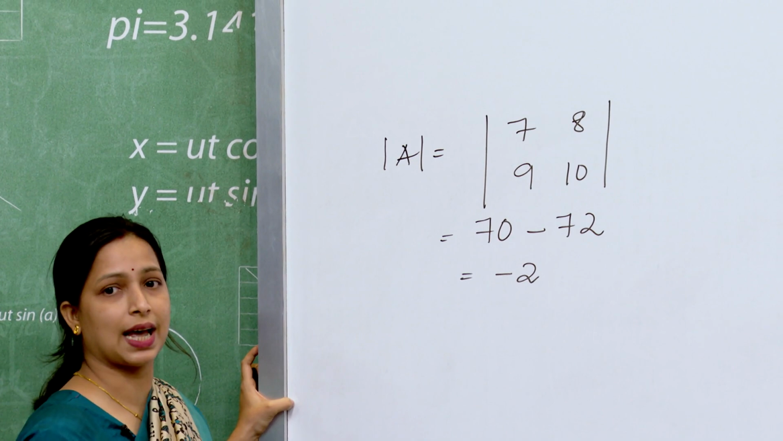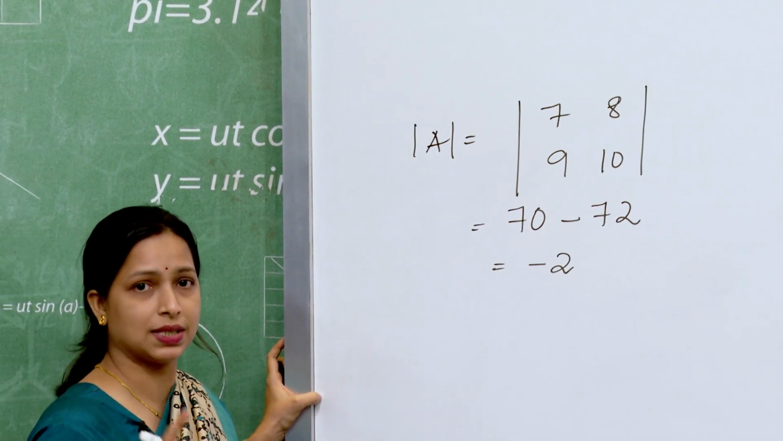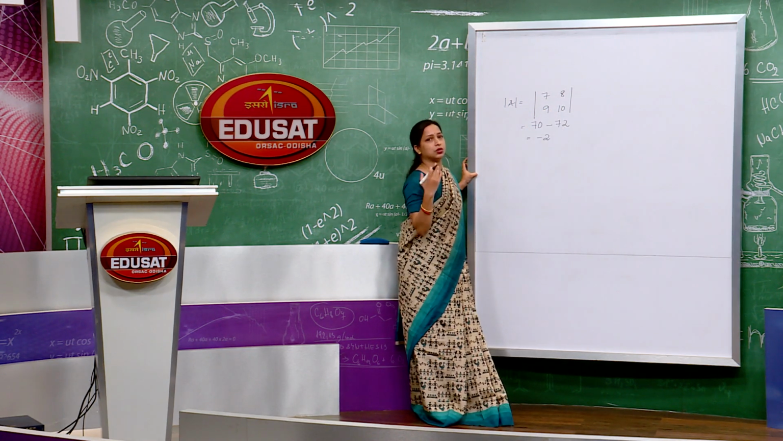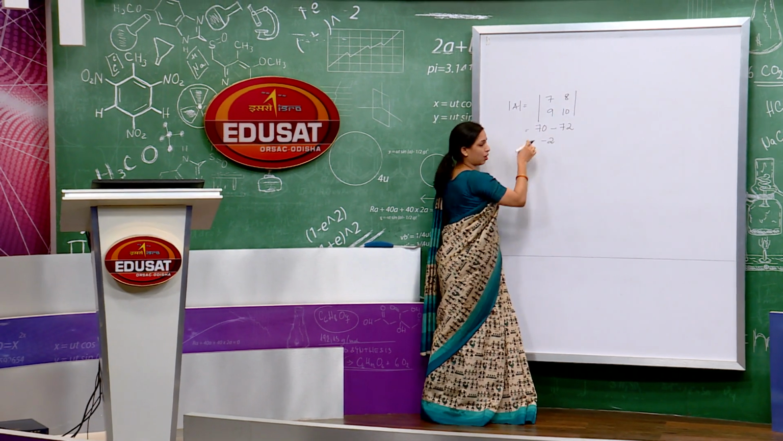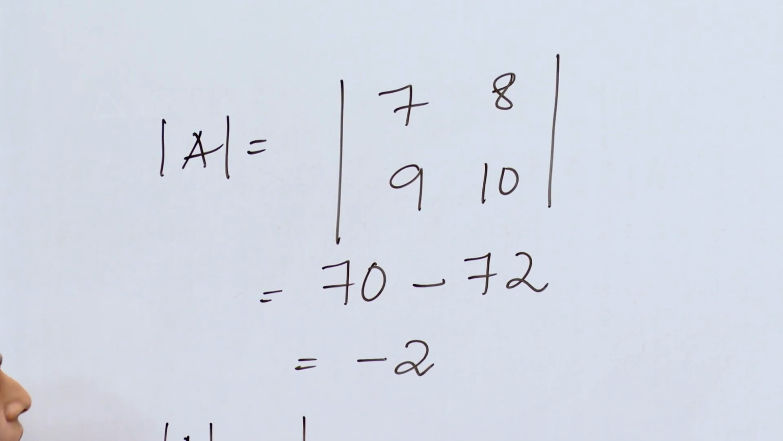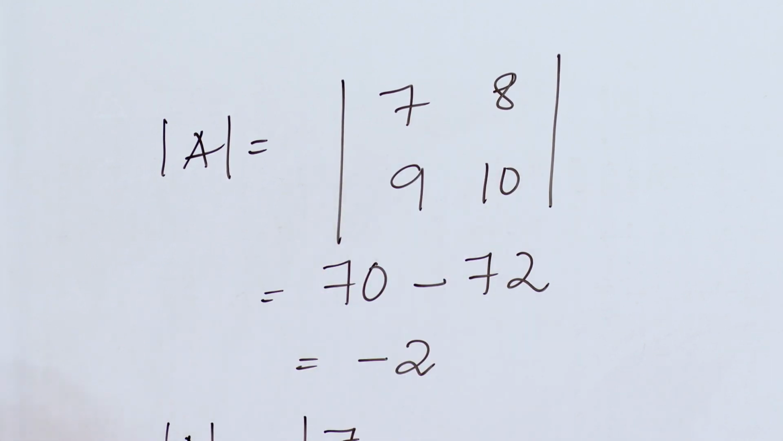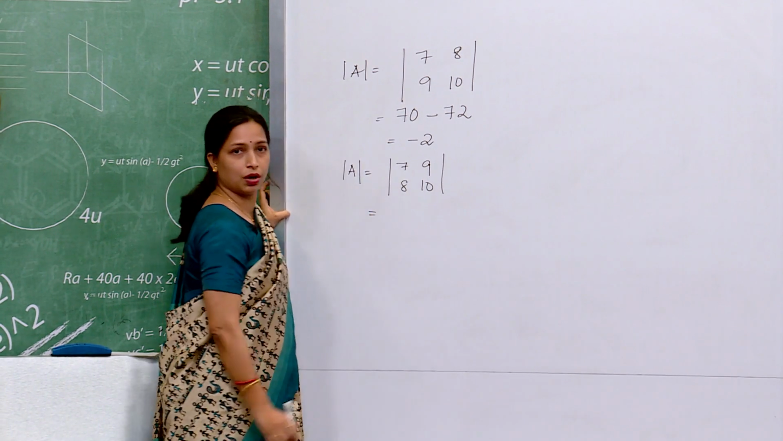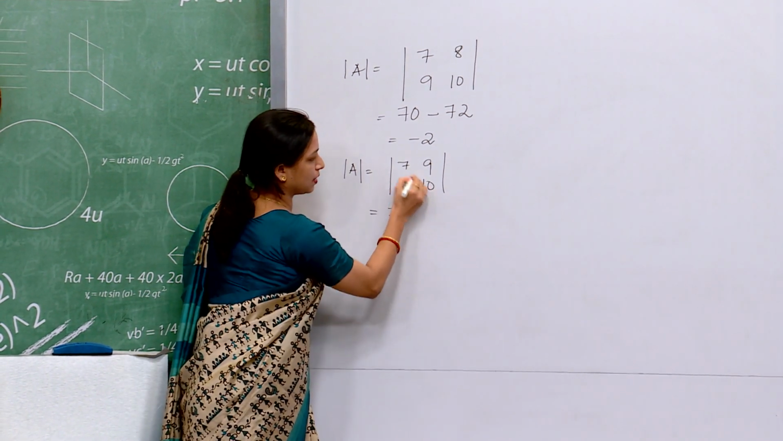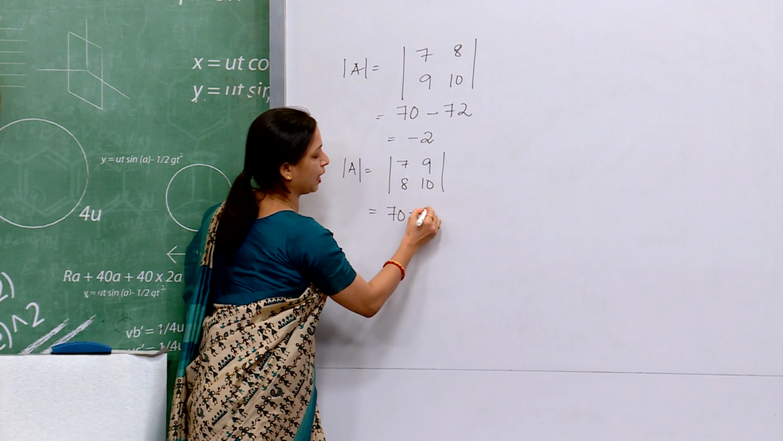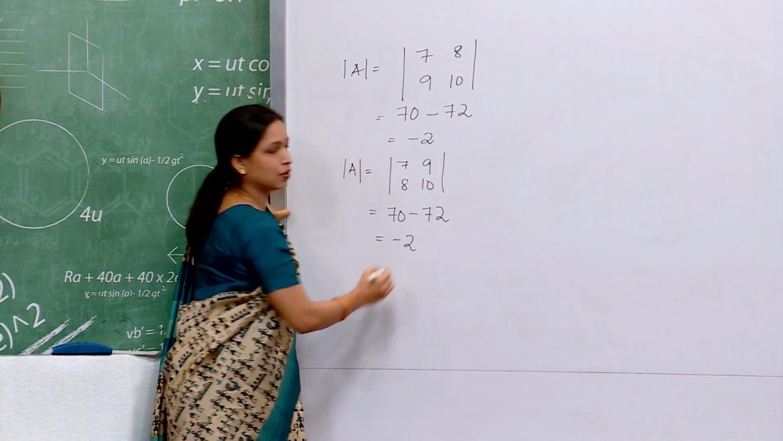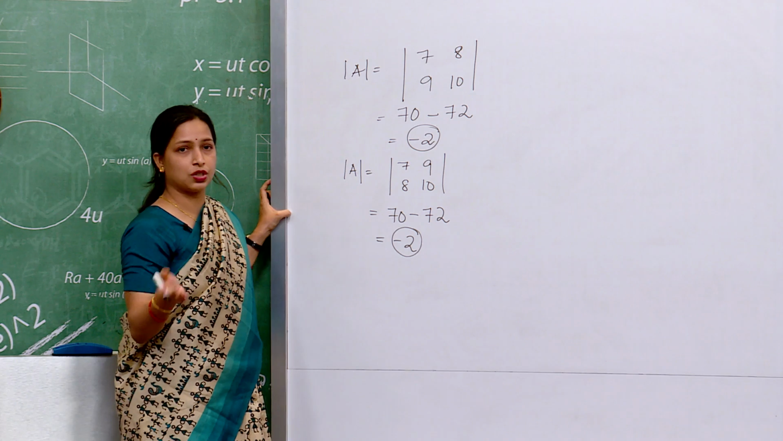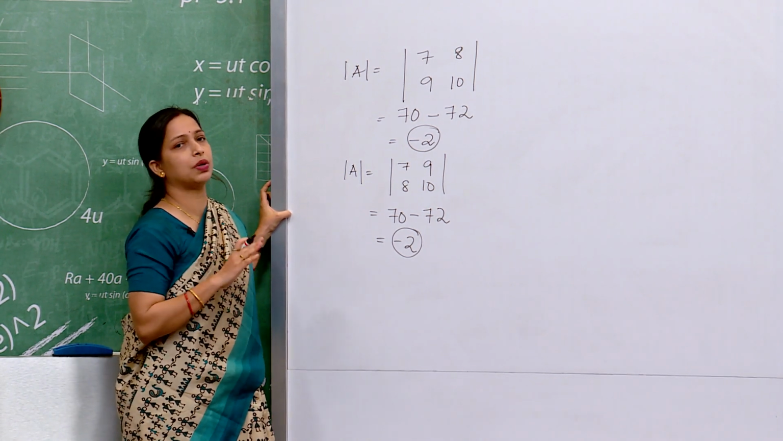Now, the property says that the value will remain unchanged, that means the same value will be there even if we interchange the rows into columns or the columns into rows. So, let me change the rows into columns. Let us say I put 7, 8 in the column, and again 9, 10 here. Now let us find the determinant value. 7 into 10, 70, minus 9 into 8, 72. So, see the same value. That means if we interchange the rows into columns or the columns into rows, the value will remain unchanged.